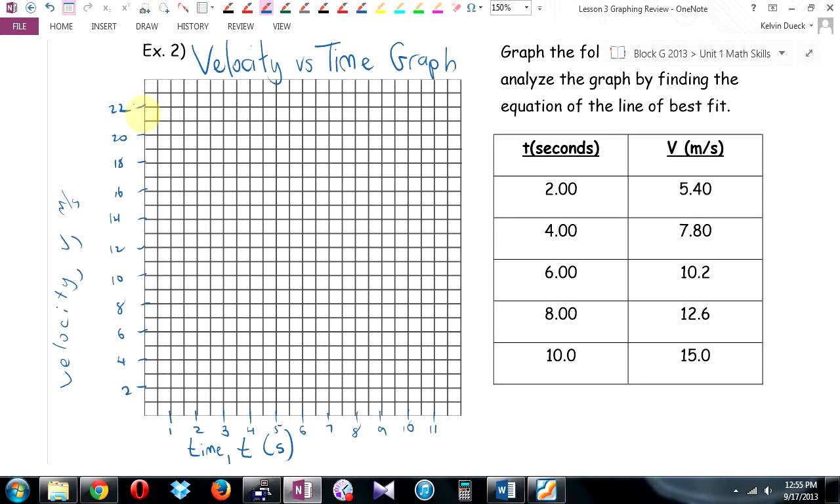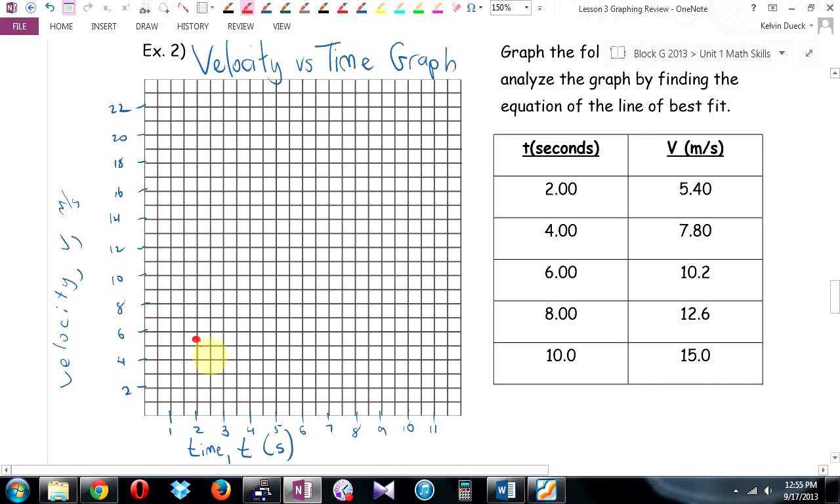Now I'm going to graph the points. I'm going to change colors. I'm going to go red so it stands out. The first point, what's the time value? 2 seconds. What's the velocity? 5.4. I got to eyeball it. 5.4 is going to be, well, 5 is halfway between 6 and 4. 5.4 would be halfway to halfway of the 6, kind of roughly. Yeah, it's going to be, I think, about there-ish. Yeah? Close.